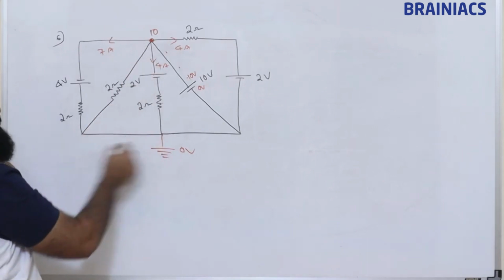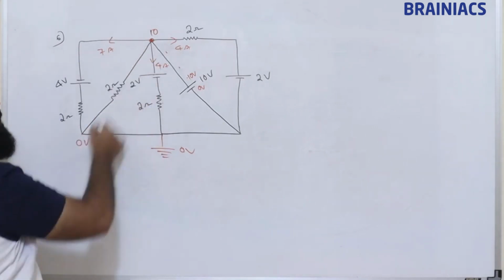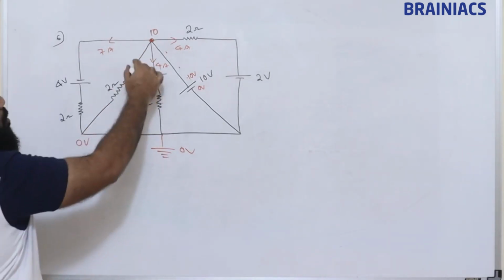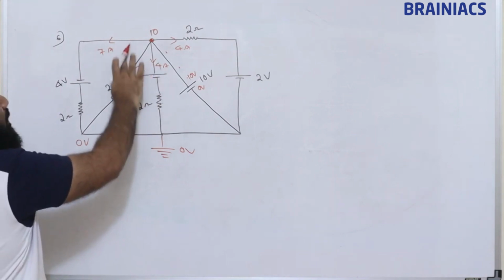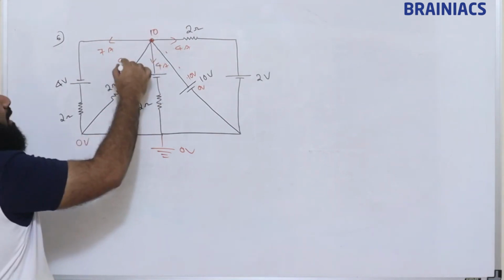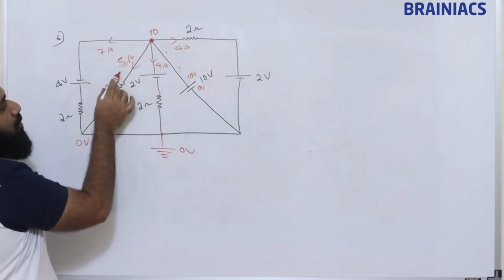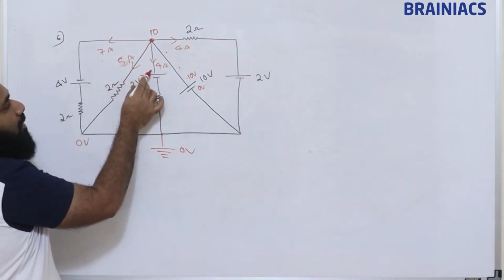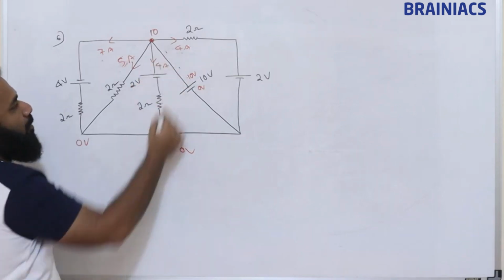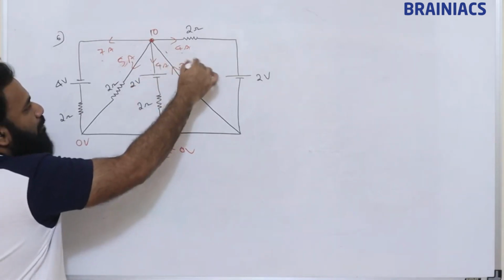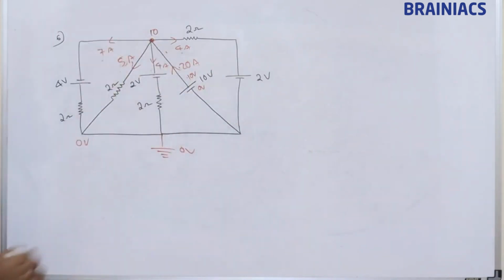What about this branch? This is going to be 0 volt. 10 minus 0, 10. 10 by 2, 5 ampere. 10 is greater than 0, so 5 ampere will be leaving. So 7 plus 5, 12. 12 plus 4, 16. 16 plus 4, 20. So 20 ampere will be delivering from this battery. Clear, all of you? Clear?